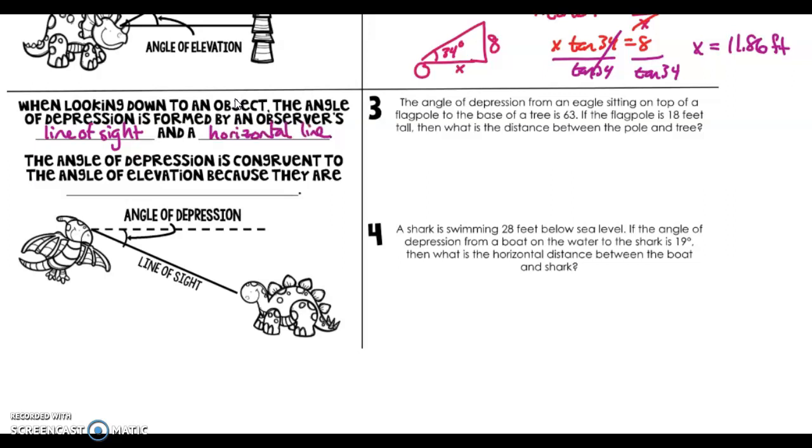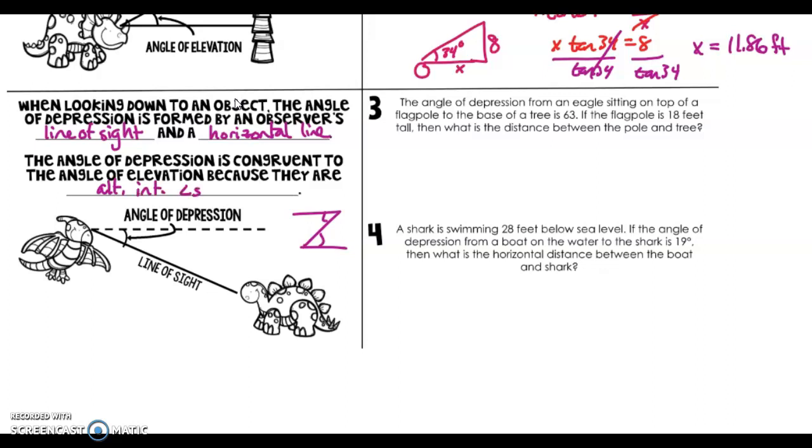And you guys, I'll tell you, I think of my angle of depression and elevation as a capital Z. So here's your angle of depression and here's your angle of elevation. So that's kind of how I remember it. So the angle of depression is congruent to the angle of elevation because they are alternate interior angles.